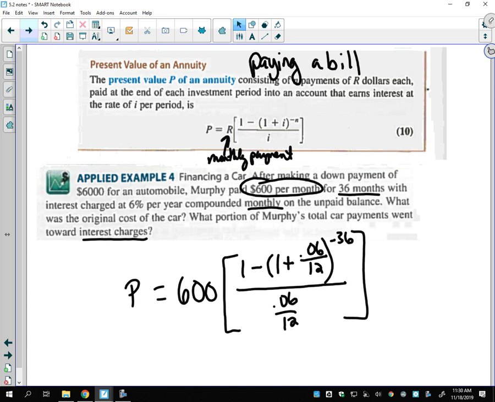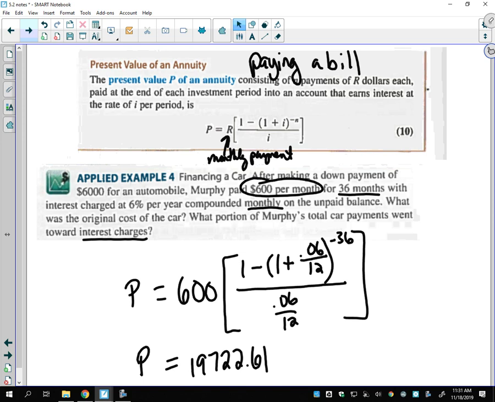I'm going to do the top of this. I'm going to do 1 minus (1 plus 0.06 divided by 12), parenthesis, to the negative 36 power, divided by 0.06 divided by 12, and then times my payment of $600 a month. And I get that that's $19,722.61, which is how much he ends up paying.